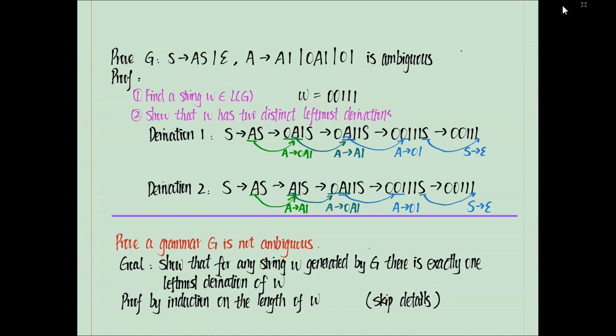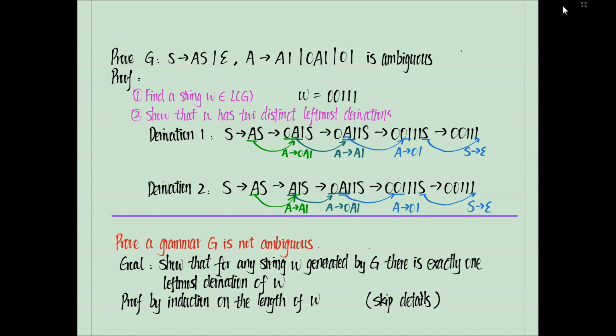First, we need to find the string W that is generated by this grammar. The string I picked is 00111. Next, we show that this 00111 has two distinct leftmost derivations. I provided the details of these two derivations. Let's analyze the first one.